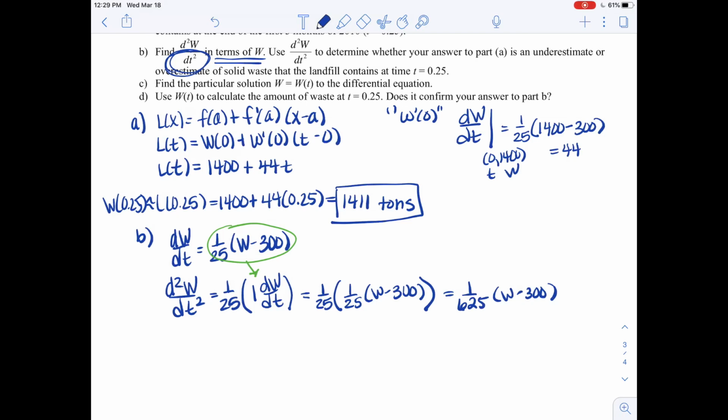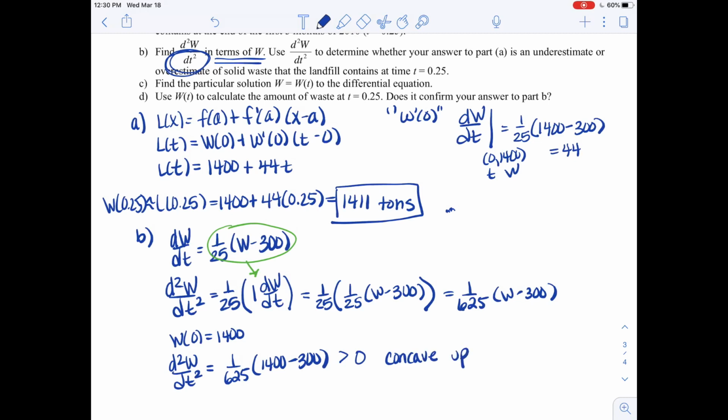Obviously, think of that in terms of concavity. You now need to use that to figure out whether the value that we found in the first part is going to be an underestimate or an overestimate. Remember that w of 0 is equal to 1400, so we're going to plug that into this second derivative. The second derivative comes out to be 1 over 625 times 1400 minus 300. Even if you didn't have a calculator, it doesn't matter what the actual value is. It matters that you're getting a positive divided by a positive, so this comes out to be greater than 0. This is telling you that this is concave up.